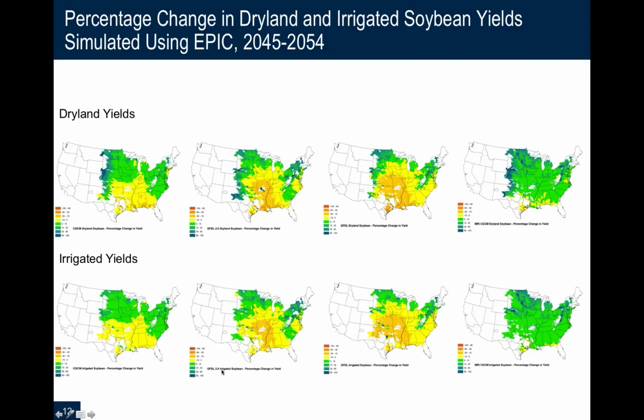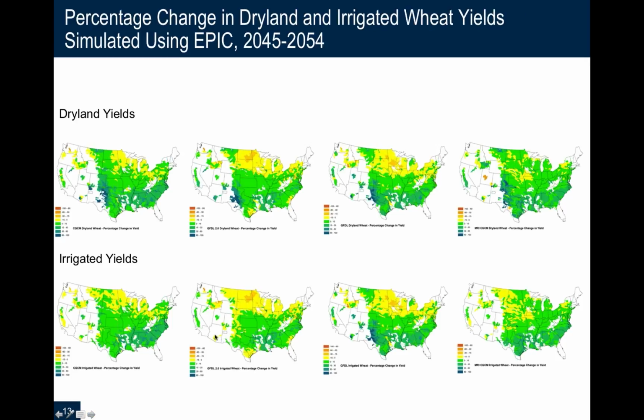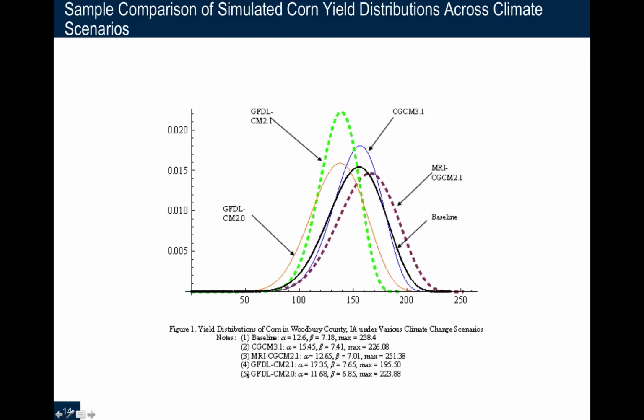Next slide shows a similar picture for non-irrigated and irrigated soybean yields. A little bit different pattern again. This model on the right that has relatively more precipitation also has relatively positive yield impacts. It depends quite a bit on how precipitation patterns change, in addition to the temperature implications. And finally for wheat, which shows a little bit different pattern, it tends to have increasing yields in the south and decreases in the more northern regions.